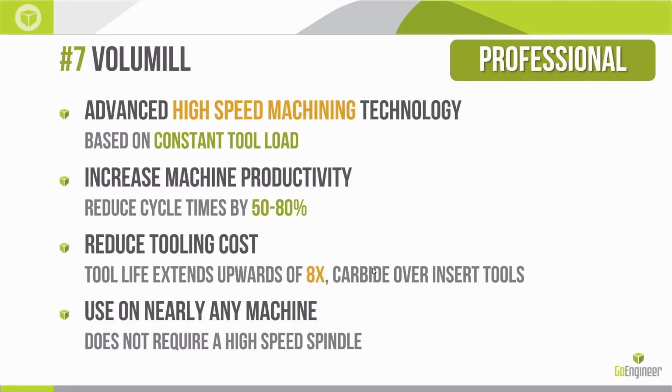All right, so tip number 7 is VOLUMILL. And VOLUMILL is the advanced high-speed machining technology that's offered in the SOLIDWORKS CAM Professional package. It's high-speed machining where the toolpaths are based on constant tool load. And so what's unique about VOLUMILL is you'll actually see variable feed rates based on tool engagement. This is increasing machine productivity by reducing cycle times.